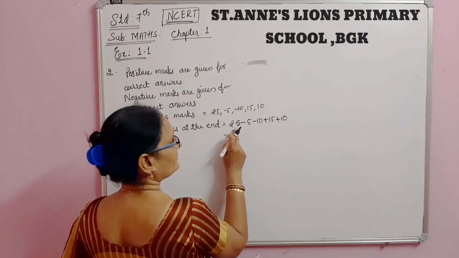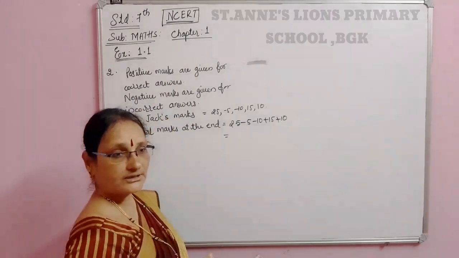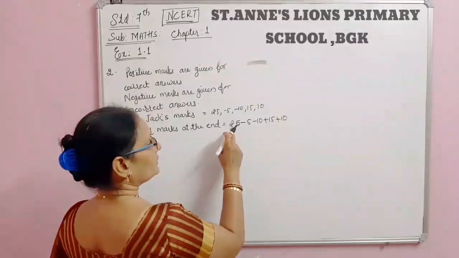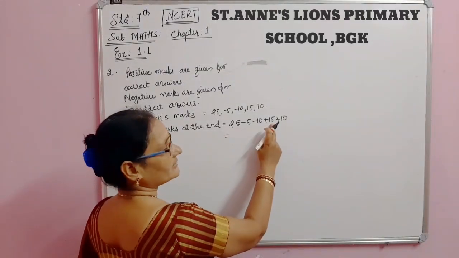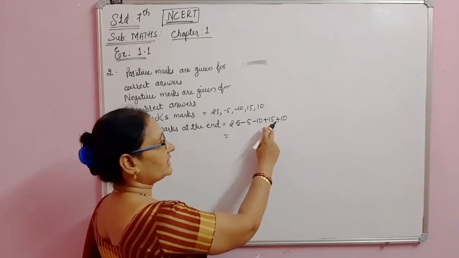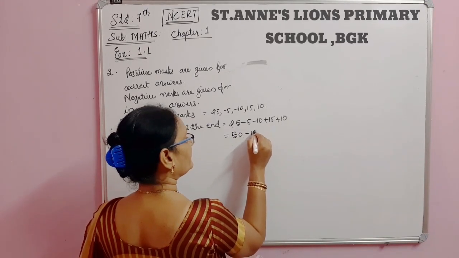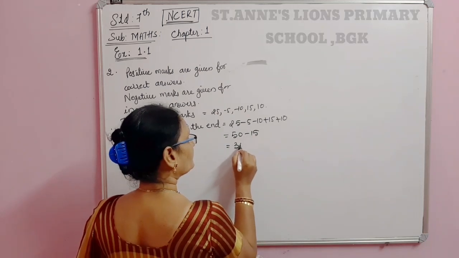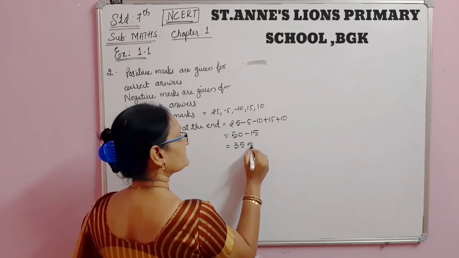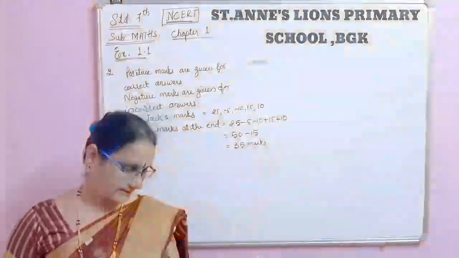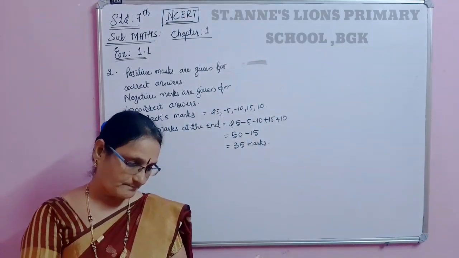First we add all the positive numbers. 25 plus 15 is 40. 40 plus 10 is 50. 50 minus 15 is equal to 35 marks. Okay. This is the second problem.